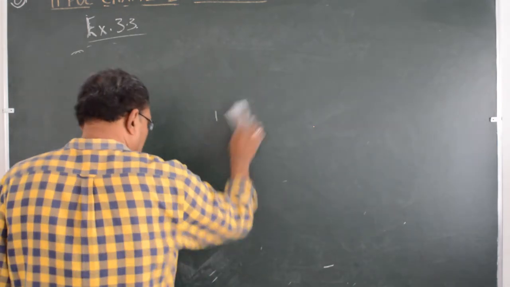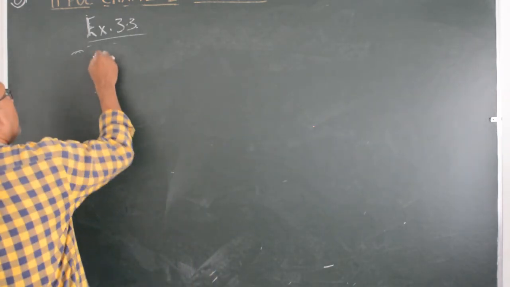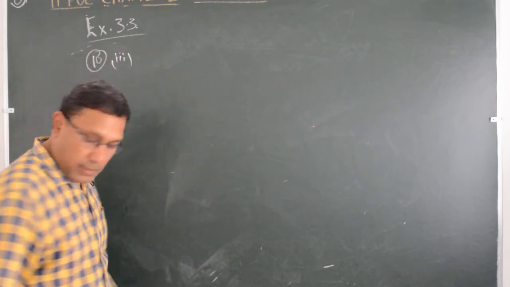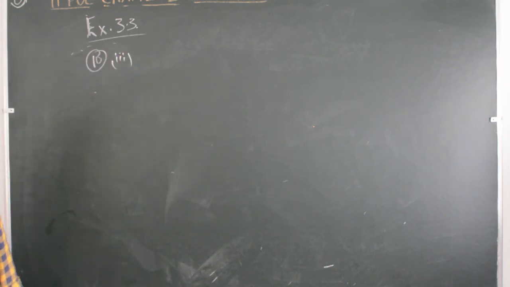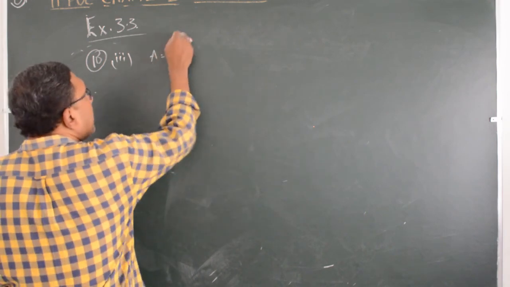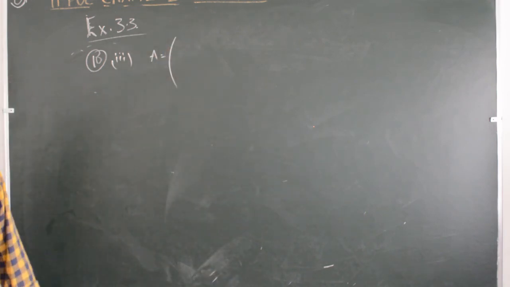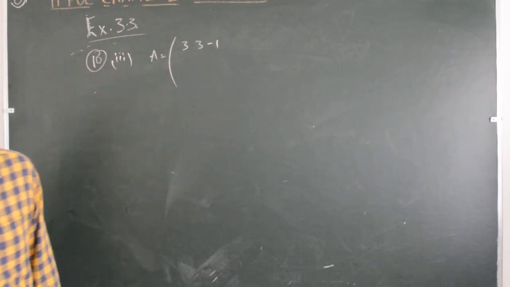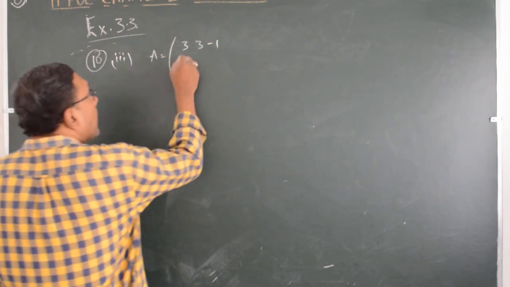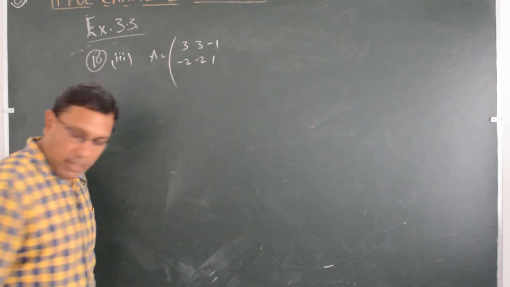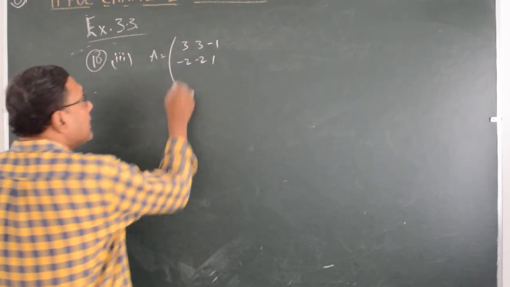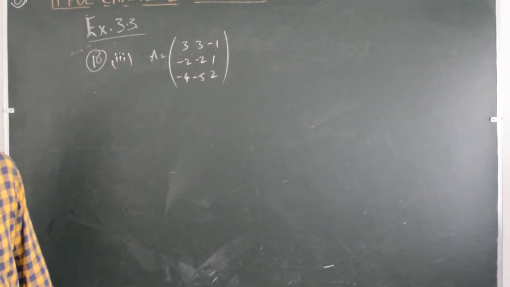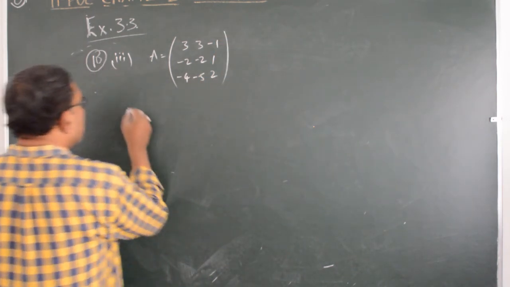So, let's go to the third problem. What is there? In the third problem, A is given as [3, 3, -1; -2, -2, 1; -4, -5, 2]. Right. Let us go directly.